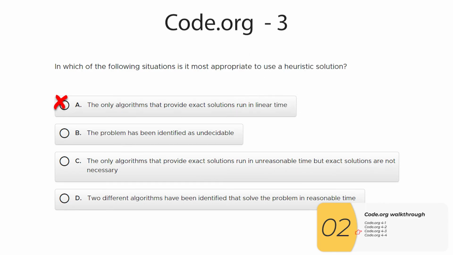B, the problem has been identified as undecidable. No, we use a heuristic when it's identified as unreasonable, not undecidable. Undecidable is different. C, the only algorithms that provide exact solutions run in unreasonable time, but exact solutions are not necessary. So this is what we just did, and C is your answer. D, 2 different algorithms have been identified that solve the problem in reasonable time. No, if we could solve the problem in reasonable time with an algorithm, we don't need a heuristic. So that's not the answer.